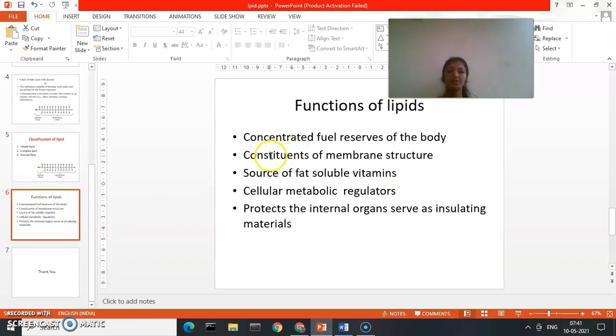So what are the functions of the lipid? Lipids provide concentrated fuel. They provide around 9 kilocalories per gram of energy to the body. They are constituents of membrane structure. They are an important source of fat soluble vitamins. They act as a cellular metabolic regulator, and they also help to protect the internal organs, serving as an insulating material.